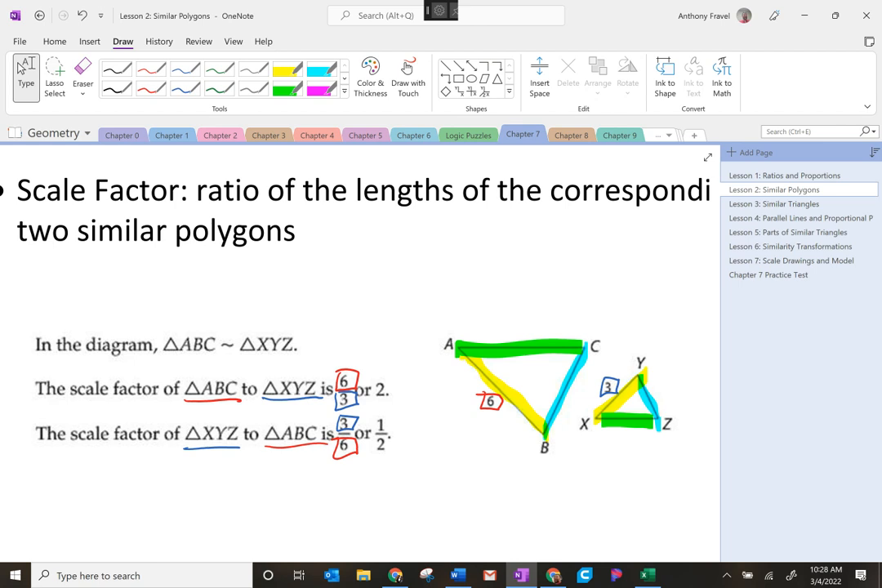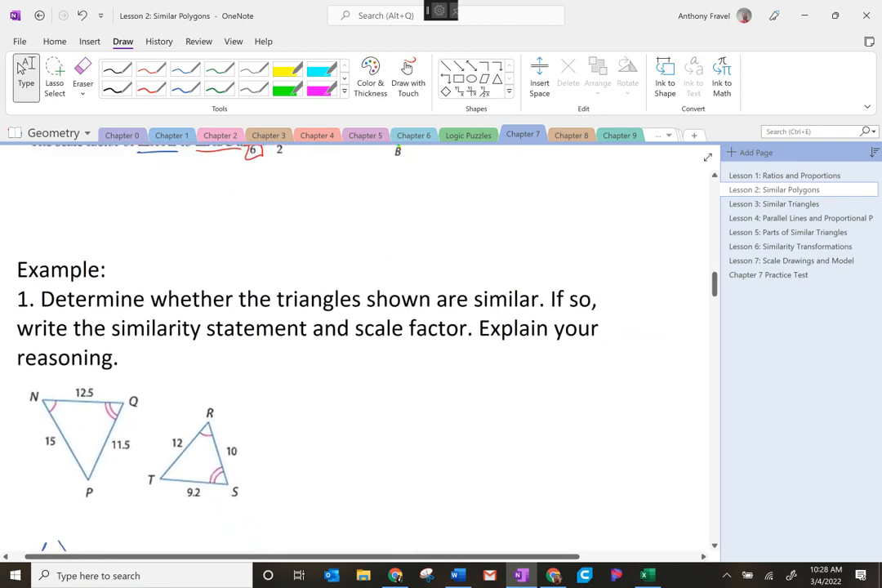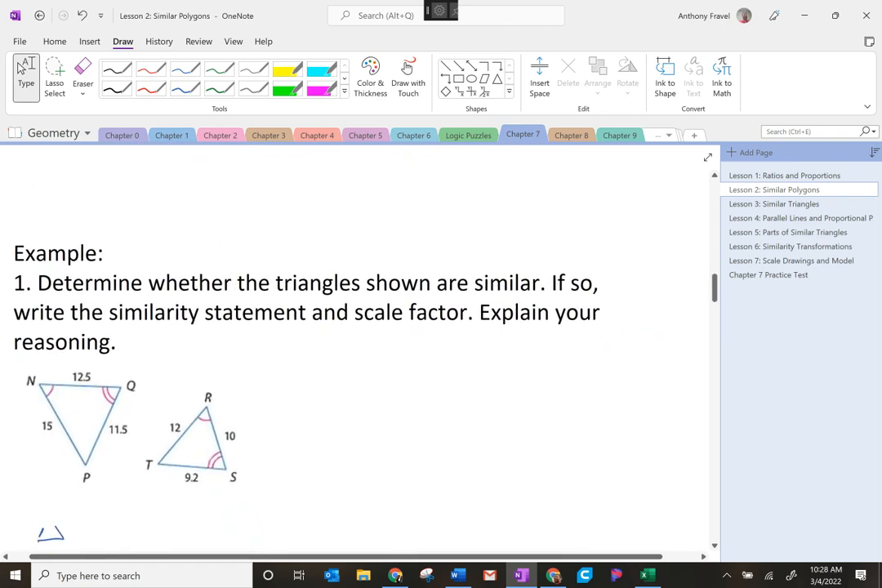All right. So looking at this next one. Okay, I've got these triangles here. I need to figure out if they're similar. It says, determine if they're similar, and if so, write the similarity statement and scale factor.